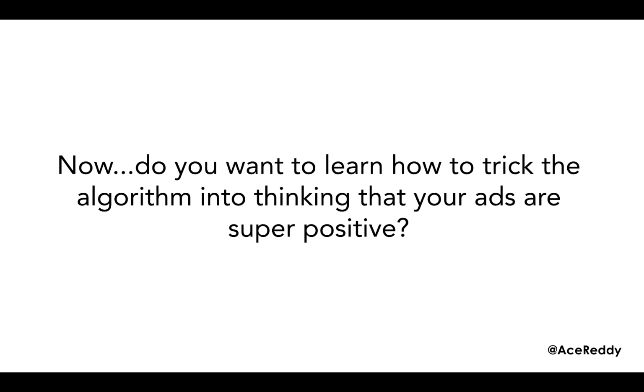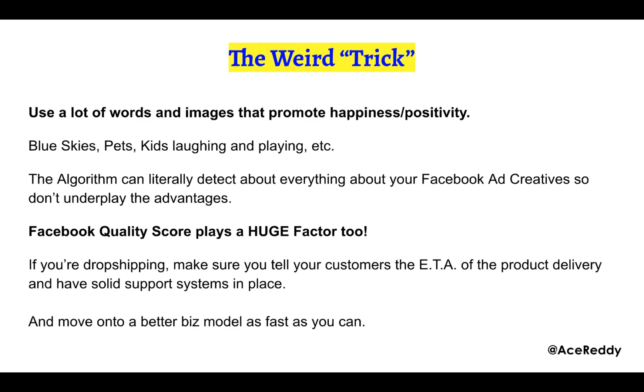Now, do you want to learn how to trick the algorithm into thinking that your ads are super positive? I have a game plan for you. Use a lot of words and images that promote positivity. And this is the weird trick, guys. This works. I've tested this on a wide range of accounts. It's crazy how cool this works. So if you use anything that shares positivity, it's really going to get a lot of results. Using pictures of blue skies and pets and kids laughing and that kind of stuff really helps.